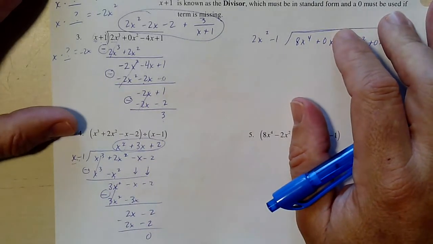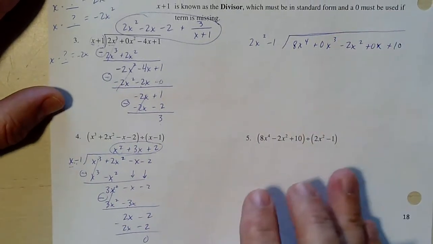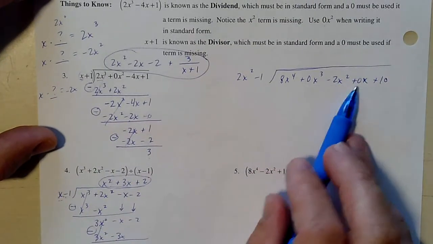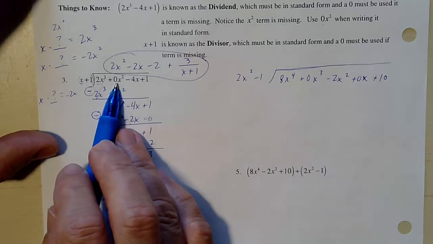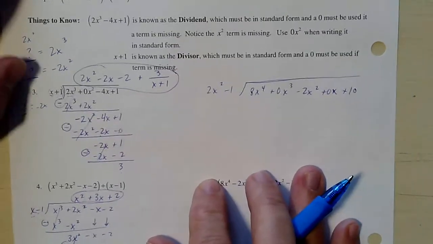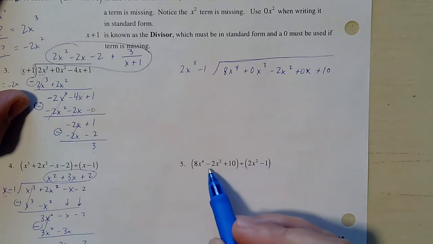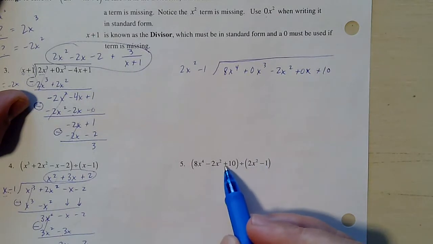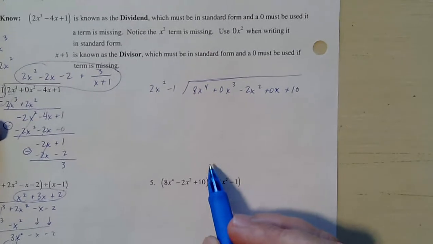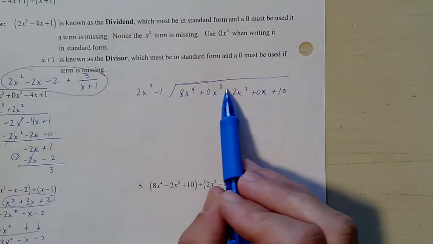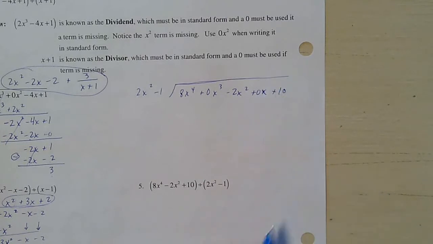All right, let's take a look at 5. Here's what's different about 5. Well, I was going to say, we haven't had to throw in the zeros yet. We did in 3. It was kind of done for us. But here we have this divided by 2x squared minus 1. Notice the x cubed term is missing and the linear term is missing. Okay, so go ahead and pause this if you need to and write this down. And then I'm going to continue taking you through this.